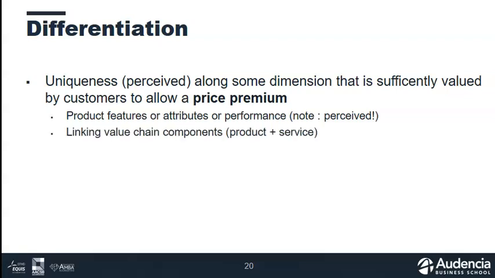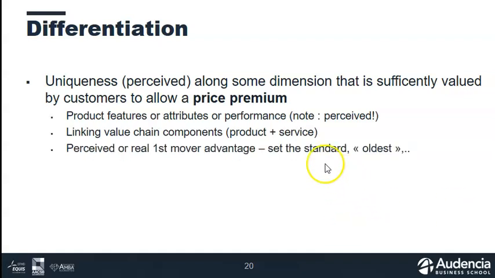We can get uniqueness through linking value chain components. We can add uniqueness in distribution. We can add uniqueness in supply chain. We can add uniqueness in our operations and come to a certain service product combination that is different than our competitors. We can also have differentiation because we were the first mover.